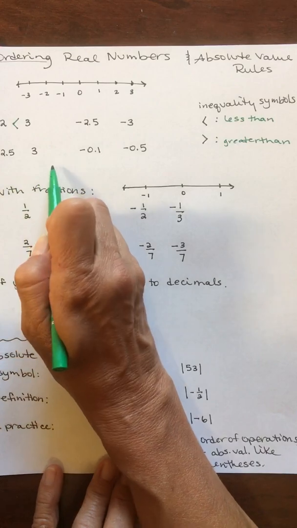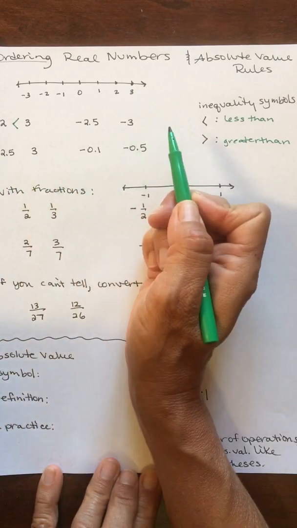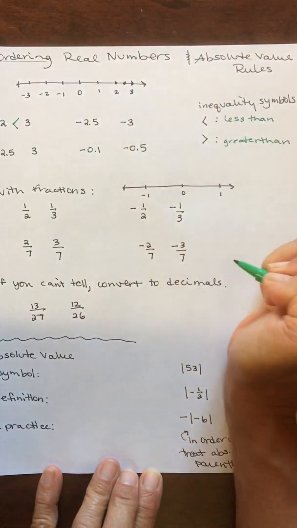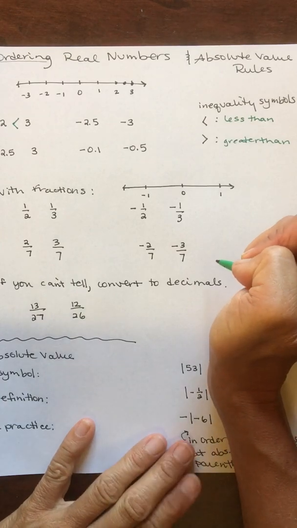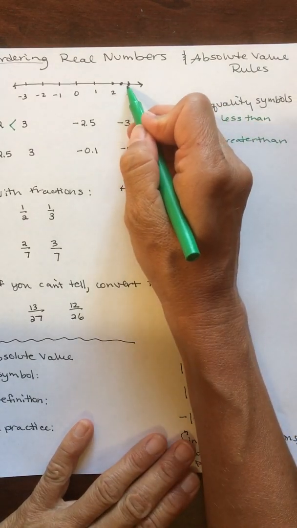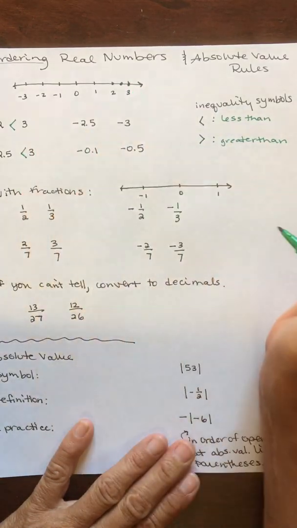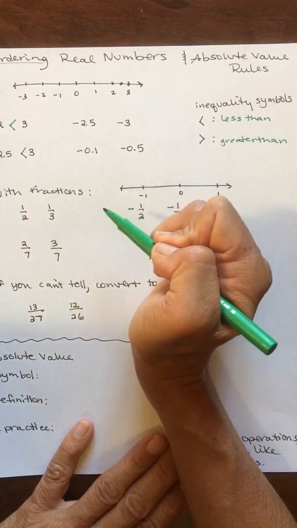Now what if I throw in a decimal, like 2.5? 2.5 and 3. Which one's bigger? And again, you probably know when we stick with positive numbers, even if they're decimals, most of us have an intuition on that. So 2.5 is here, 3 is still to the right, 3 is bigger, open to the bigger number. 2.5 is less than 3.